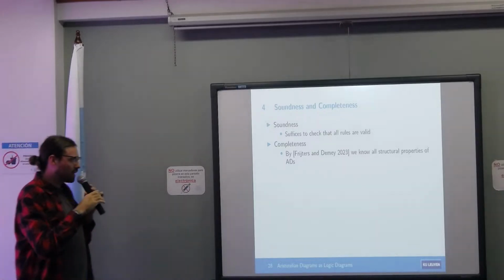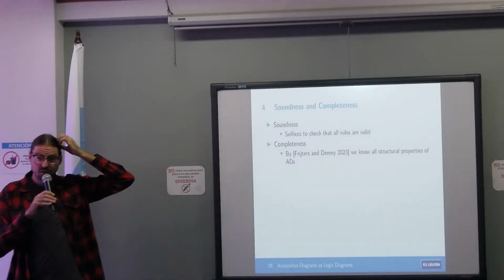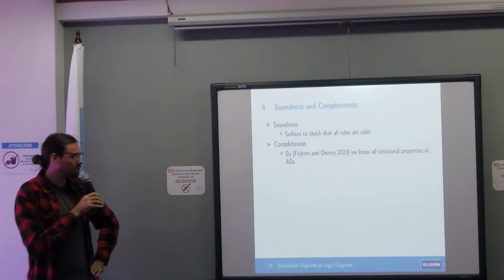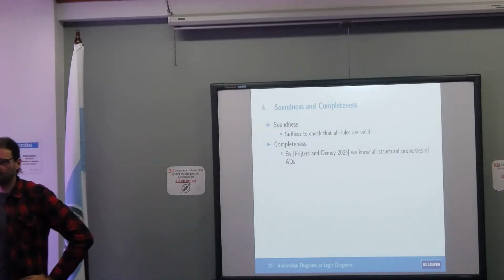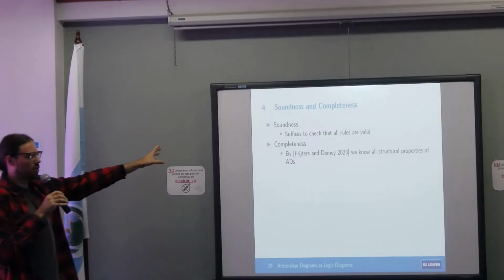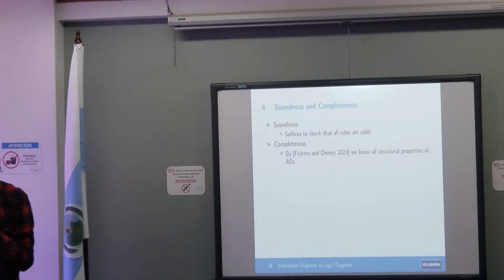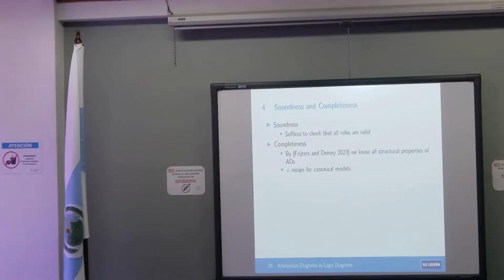So I have a paper from 2023. It's called The Modal Logic of Aristotelian Diagrams. And there we prove that we know all the structural properties of these Aristotelian diagrams. And you can also show that the rules I presented here capture all of these structural properties. So that's an argument for why the logic would be complete. I won't go through the whole completeness proof.